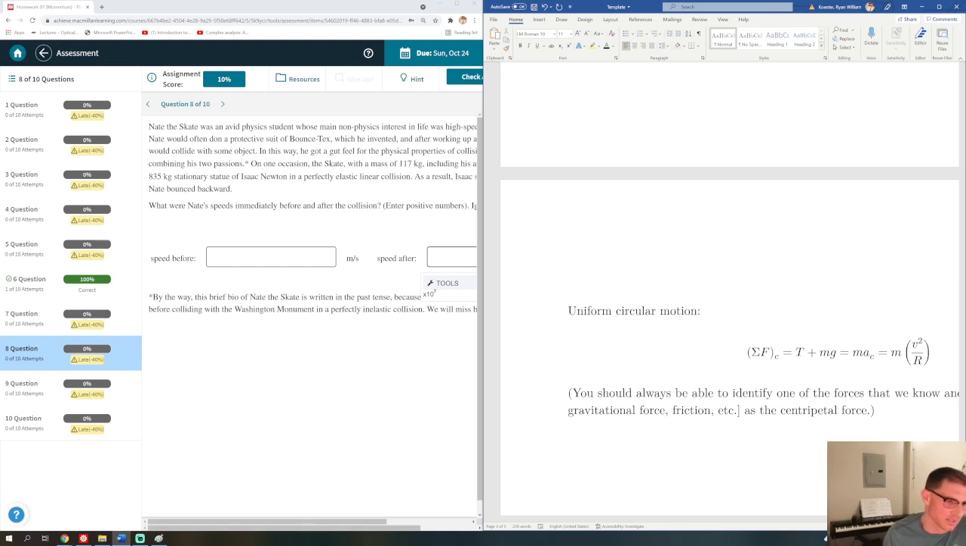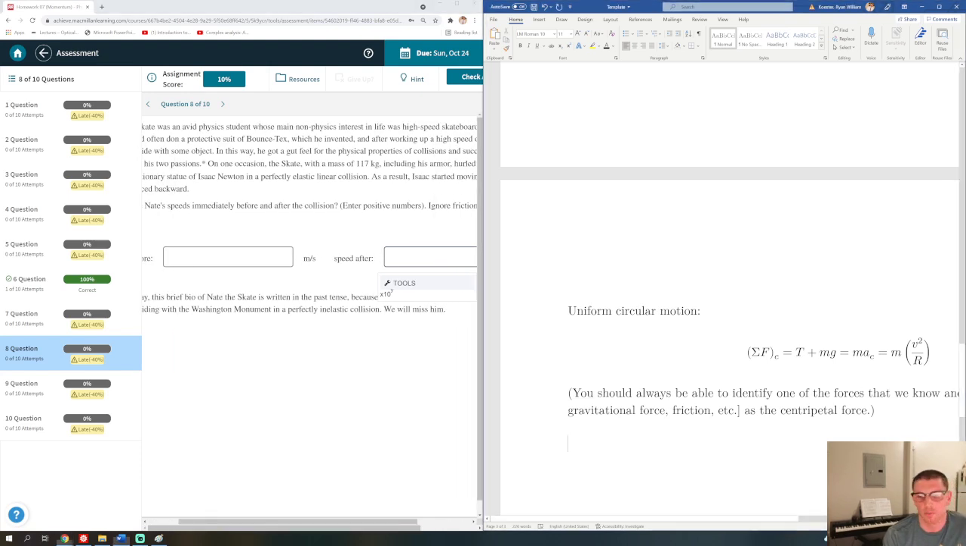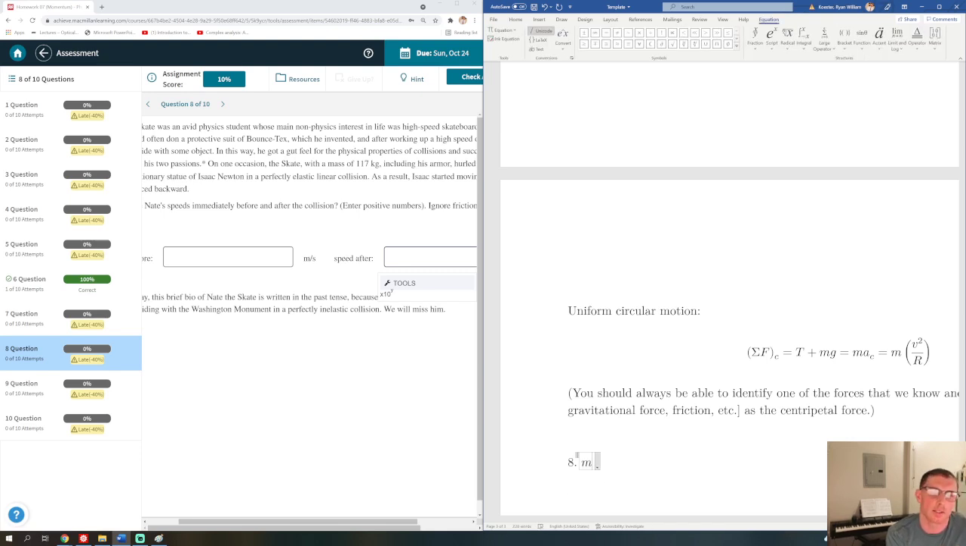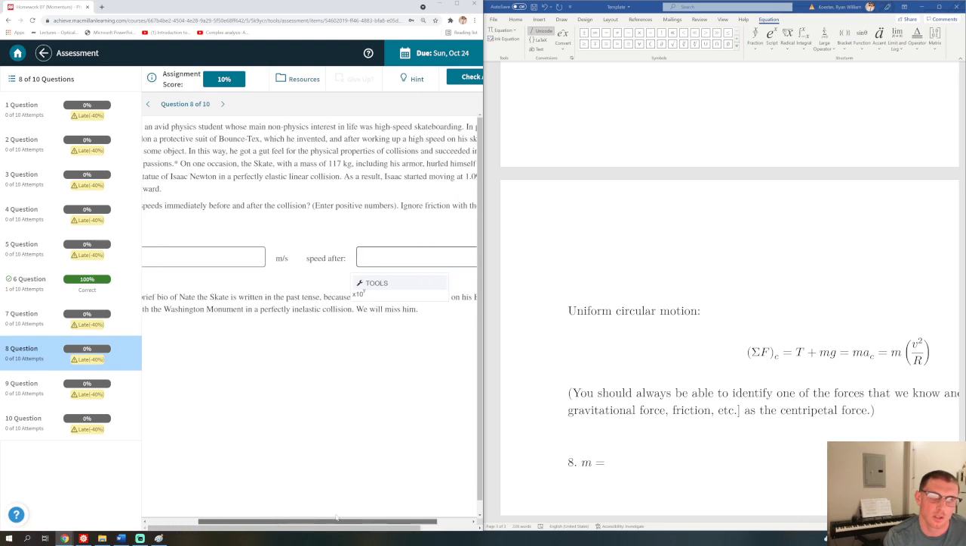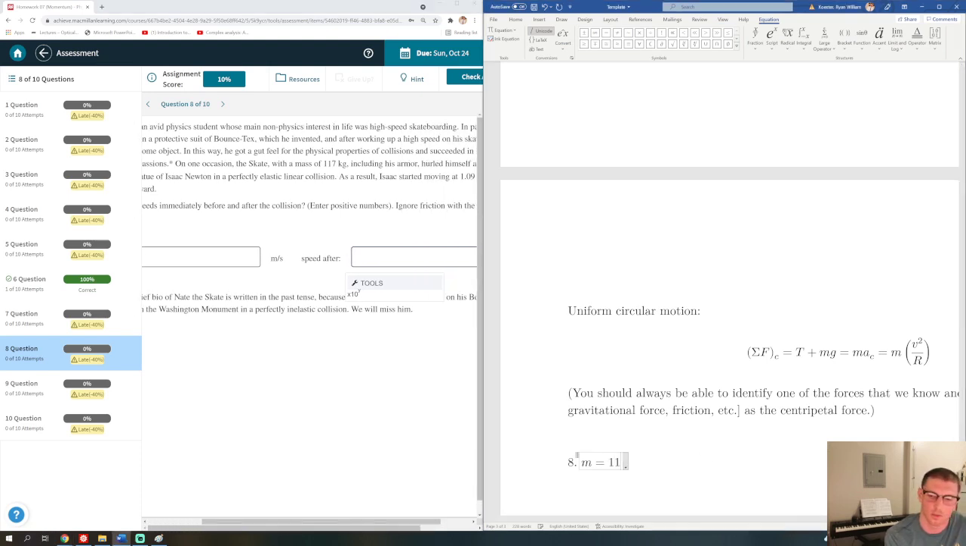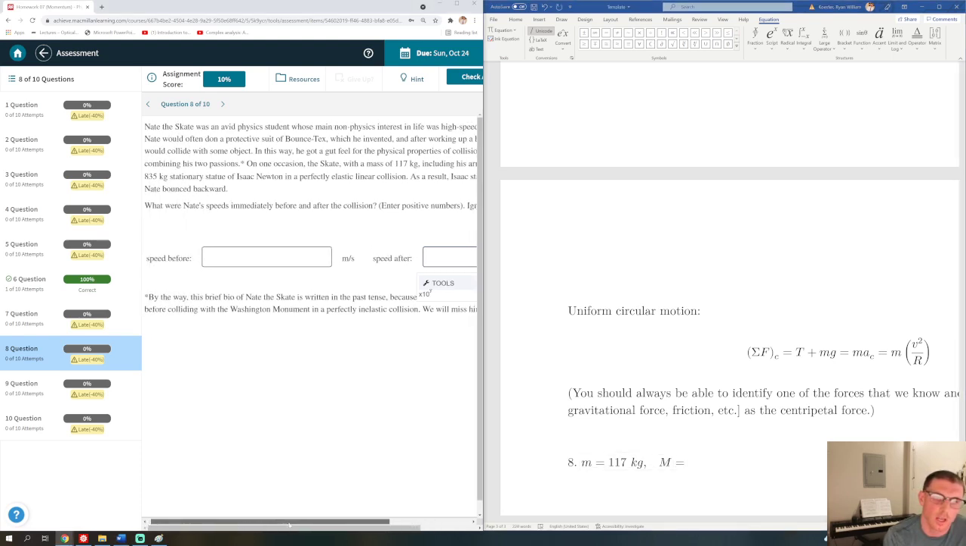But yeah, that's how you do this. Not this, but that kind of problem. All right, so I'm gonna just do the stuff. This is number 8. So let's say the mass of Nate is going to be little m. Is it 117 kilograms? The mass of the statue, 835.